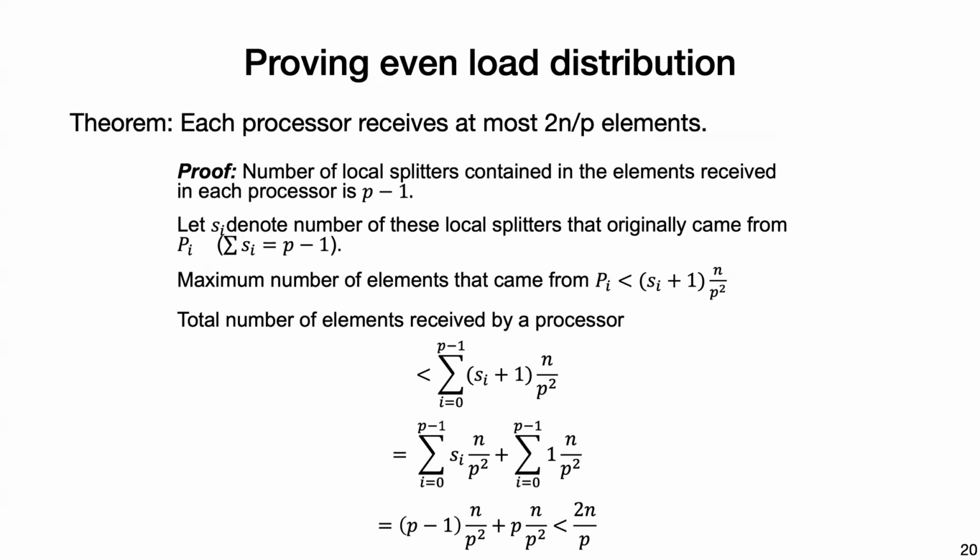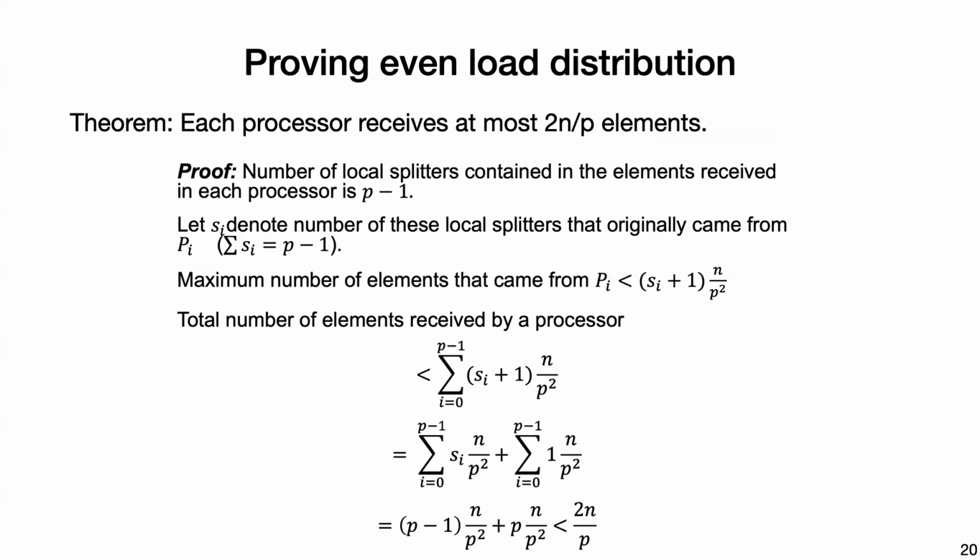The maximum number of elements that comes to each process, we're thinking of this from the point of view of one processor receiving elements. So we're trying to bound how many elements we will receive from everyone else. The maximum number of elements that comes from some processor P sub i is (S sub i plus 1), the number of local splitters from that process plus 1, times n over p squared, because the local splitters divided the n over p elements on each process into p pieces. So each individual piece is n over p squared.